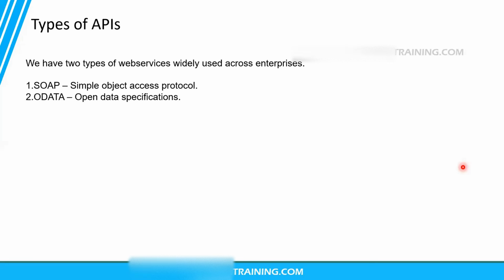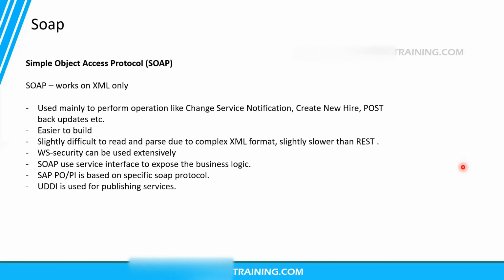Types of APIs. We have two types of web services widely used across enterprises, SOAP and OData. What is SOAP? Simple Object Access Protocol, and OData, Open Data Specifications. Okay, so these are the two types we majorly work on. Now let's start with SOAP, Simple Object Access Protocol.